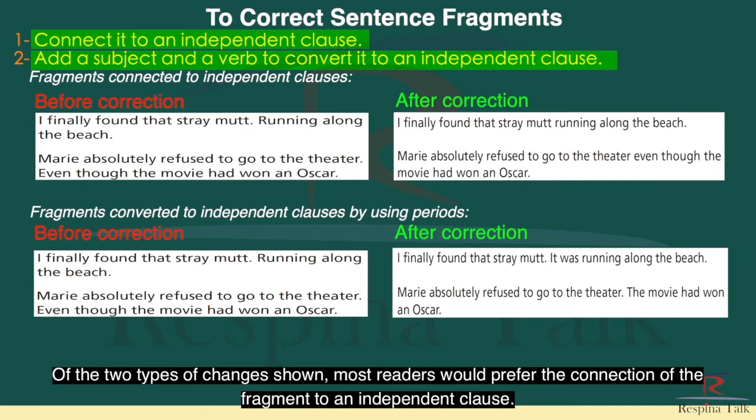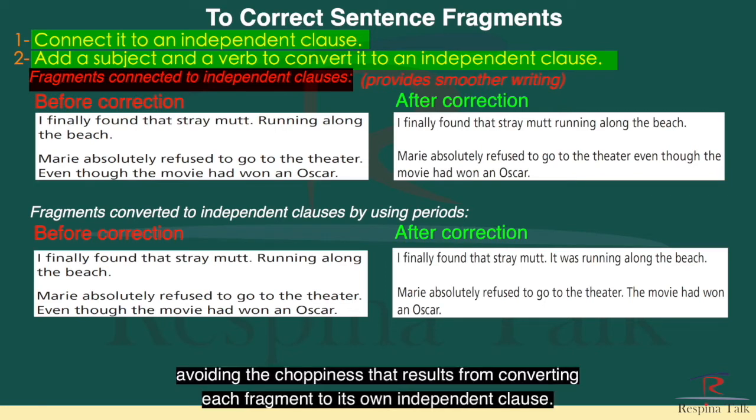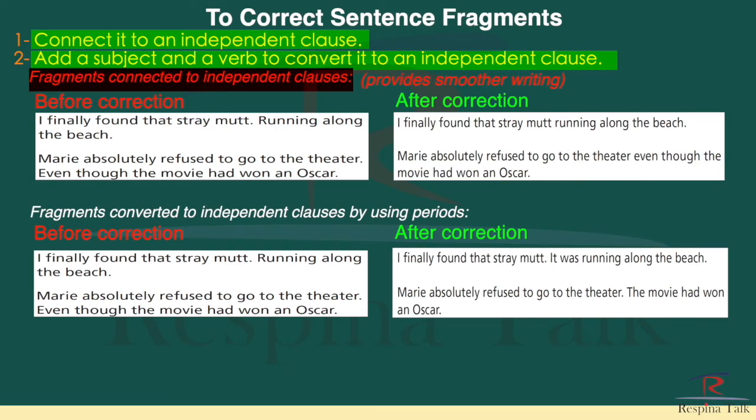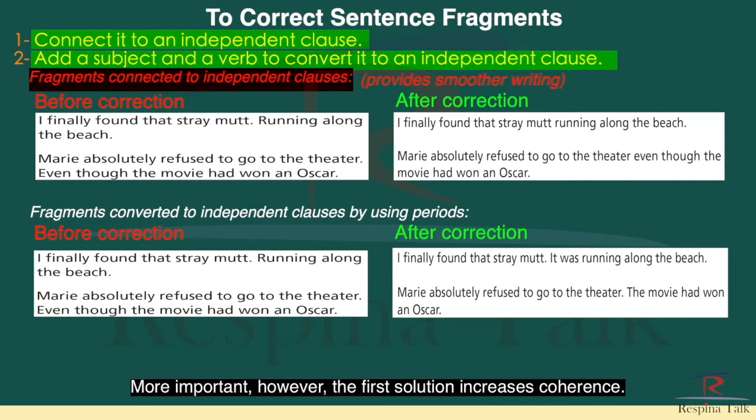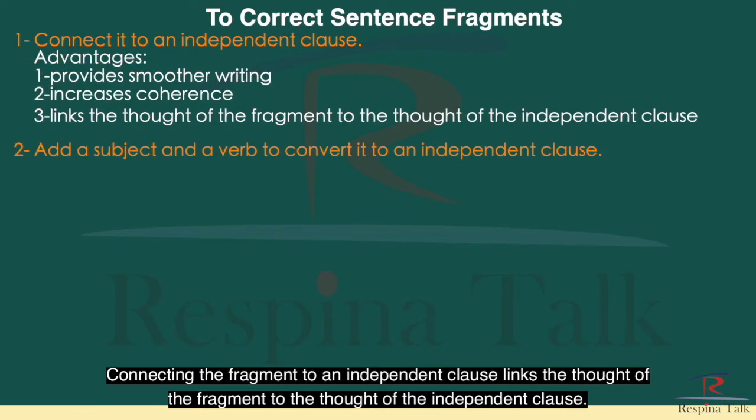Of the two types of changes shown, most readers would prefer the connection of the fragment to an independent clause. That solution provides smoother writing, avoiding the choppiness that results from converting each fragment to its own independent clause. More important, however, the first solution increases coherence. Connecting the fragment to an independent clause links the thought of the fragment to the thought of the independent clause.